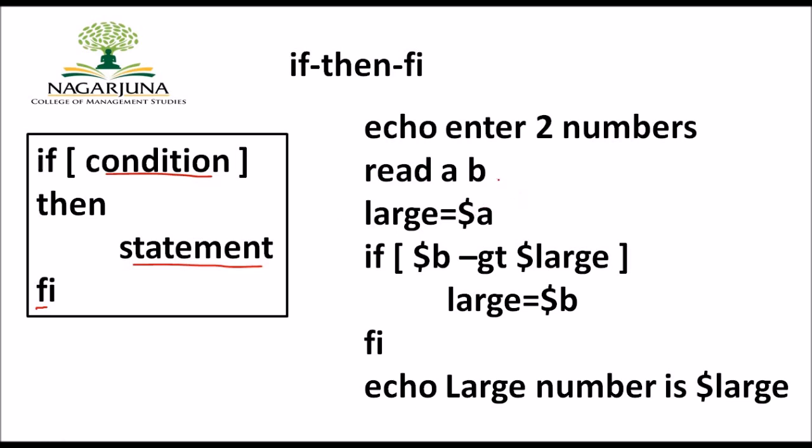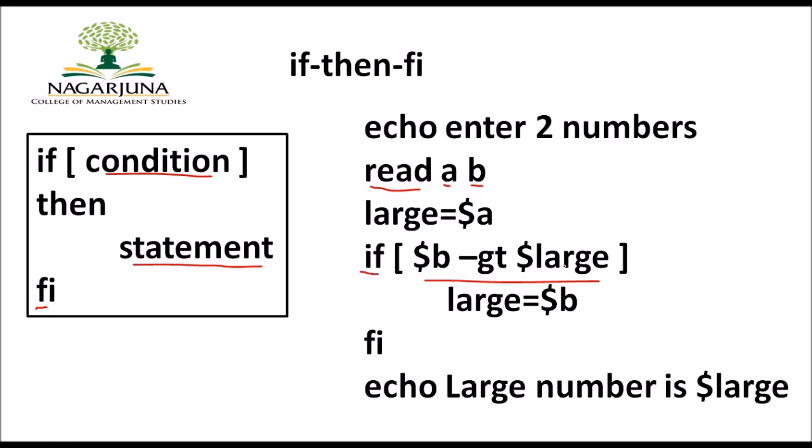Here we have a simple example to find out the biggest of two numbers. I'll give a message to enter two numbers and read the values of those two numbers, that is A and B, using a read statement. Let me assume that A is the larger value. I shall assume A is larger, and I'll store that A value in a variable called large, and I'll compare your large value with your B using -gt. Here -gt represents greater than. So this is the condition given for your if statement.